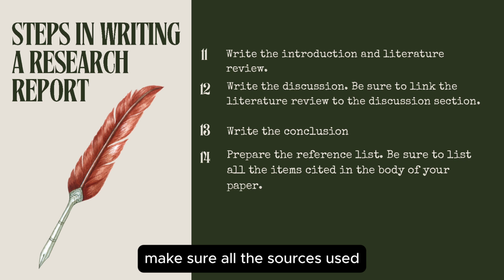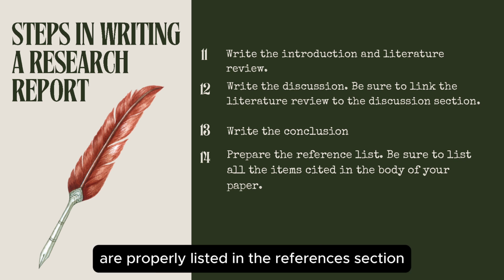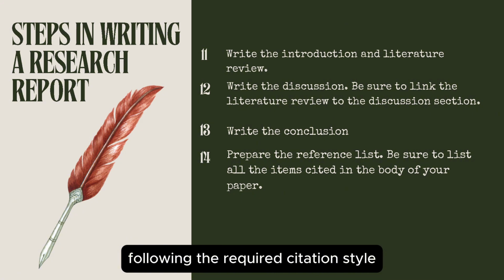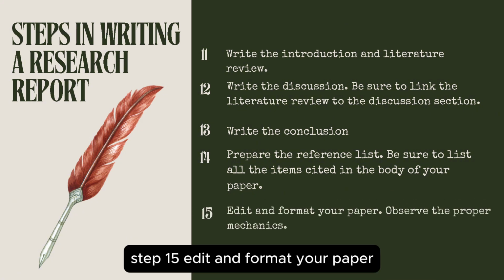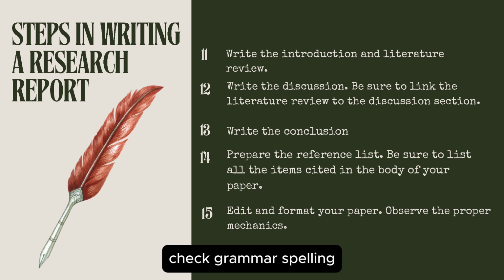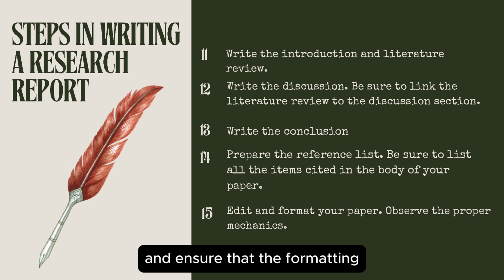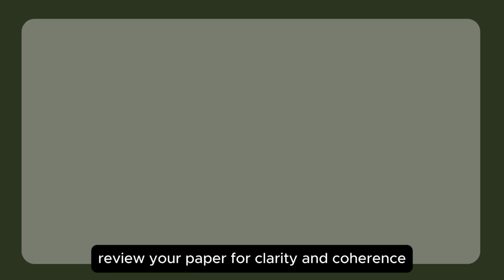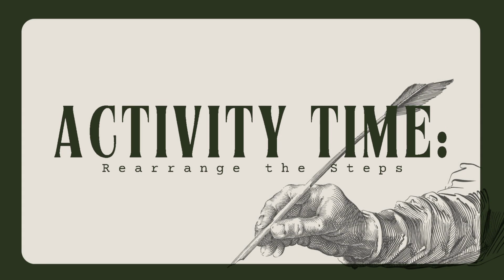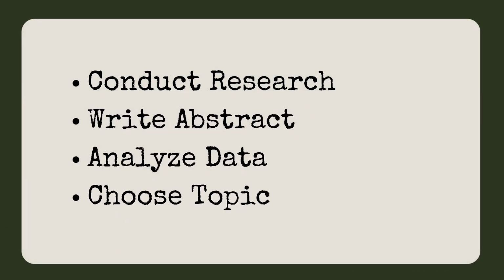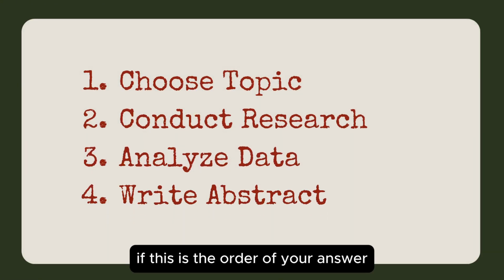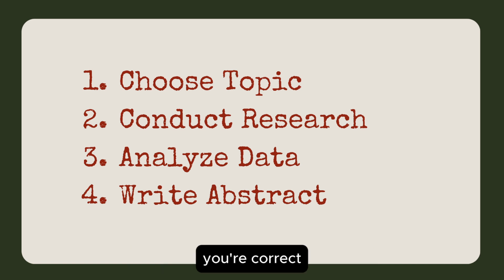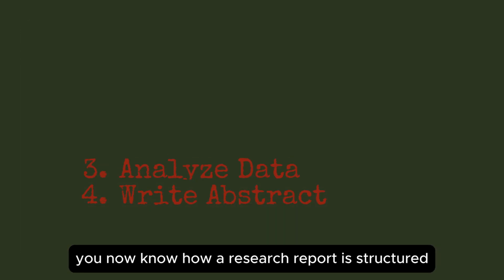Make sure all the sources you cited in your paper are properly listed in the references section following the required citation style. Step 15. Edit and format your paper. Check grammar, spelling, and ensure that the formatting follows the correct research standards. Review your paper for clarity and coherence. If this is the order of your answer, you're correct. You now know how a research report is structured.